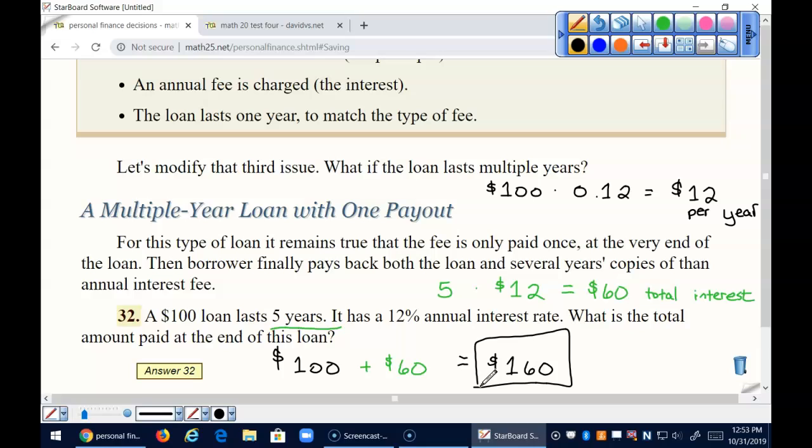If you buy a government bond, that's how it works. You don't get money every year from the bond. You have to wait till the bond matures, and then you get money. But the more years it is, the more you get back.